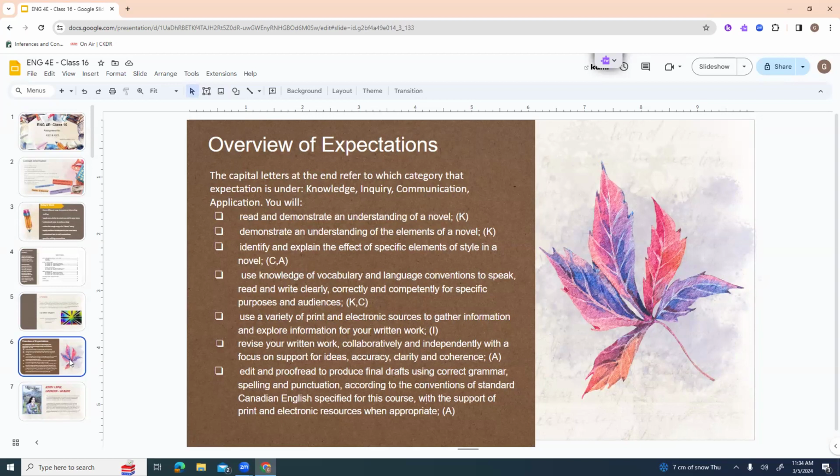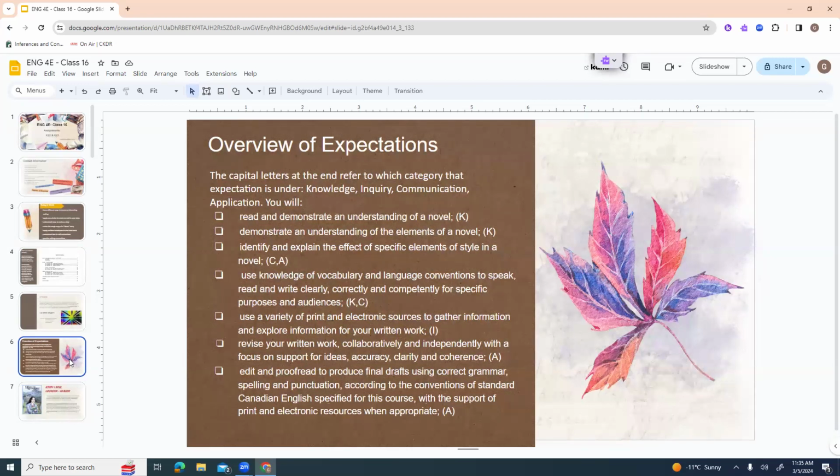The capital letters at the end, like you see a little K in brackets, refers to which category that expectation is under. So a K for knowledge, an I for inquiry, a C for communication, and an A for application. So during this unit, we are going to read and demonstrate understanding of a novel, demonstrate an understanding of the elements of a novel, identify and explain the effects of specific elements of style in a novel, use knowledge of vocabulary and language conventions to speak, read, and write clearly, correctly, and competently for specific purposes and audiences.